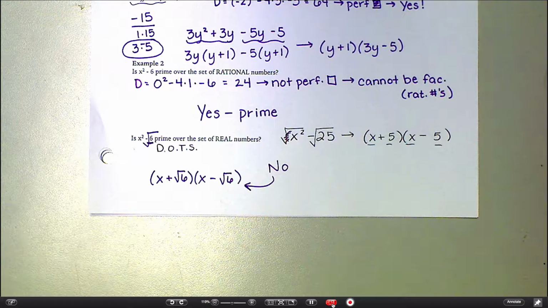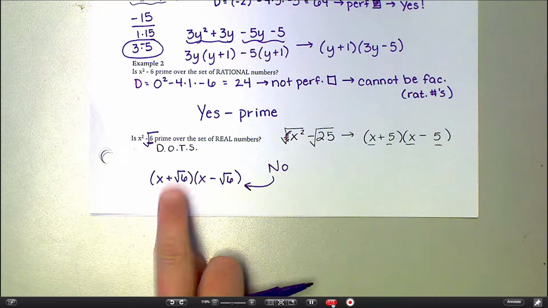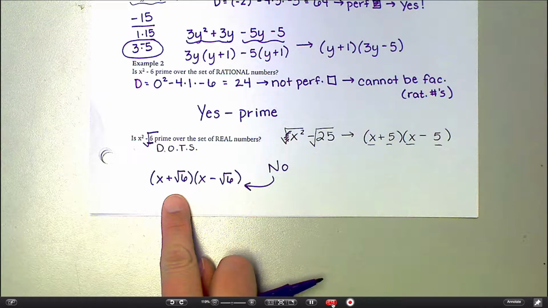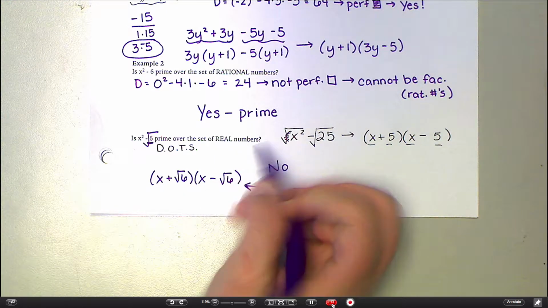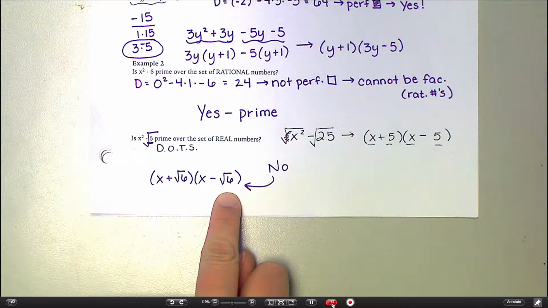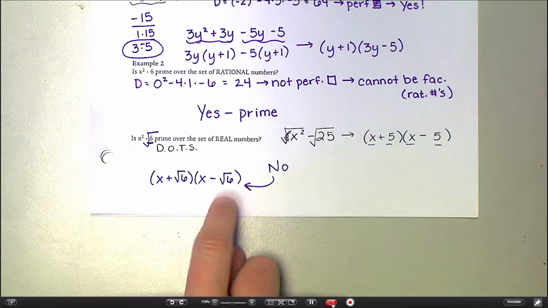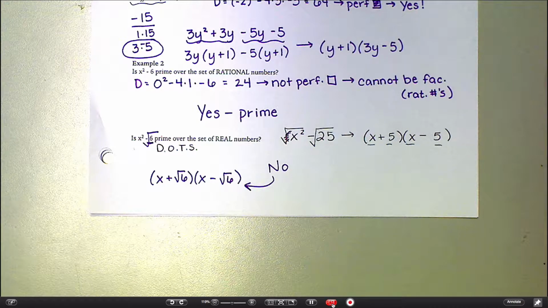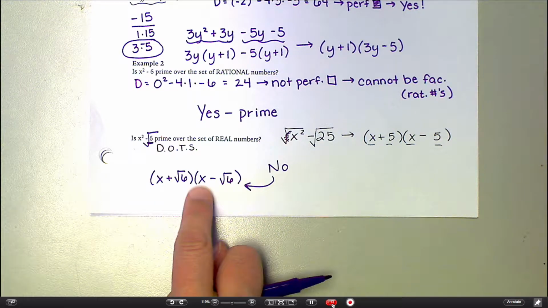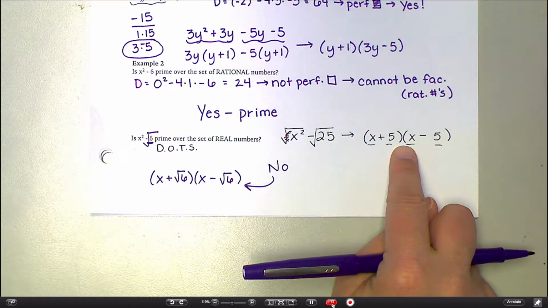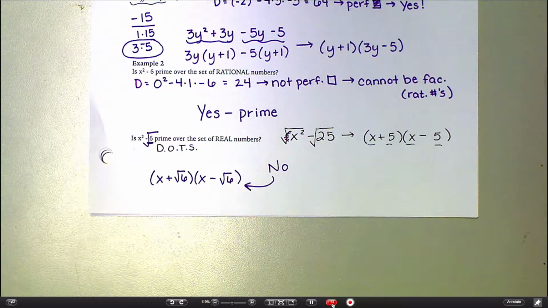I know this is weird in factoring land, and normally we don't factor like this. But as soon as it said using the set of real numbers, that means I'm allowed to use crazy stuff like this. So is it prime? No, because I was able to factor it. It's just a little bit different than something like this where it came out to be a nice happy whole number. So what we just talked about is the extra stuff in 11.3 besides all the factoring. Technically all the factoring we did last week was part of this lesson too.